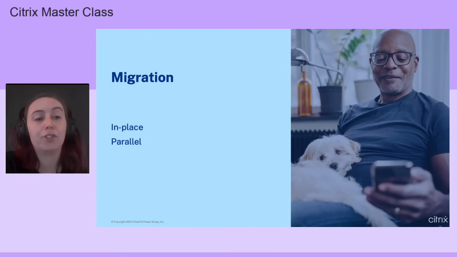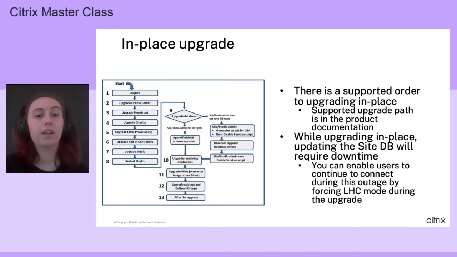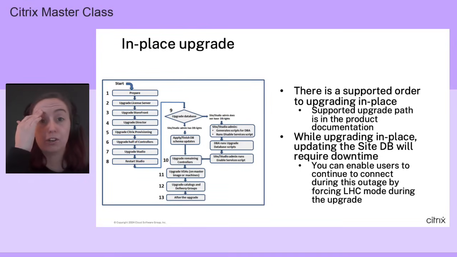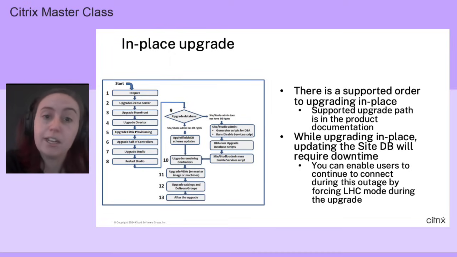At Citrix, we have two main upgrade paths. First is an in-place upgrade, and the other is a parallel upgrade. We're going to get into considerations for both. First off, in-place upgrades. In-place upgrades are a very stable way to upgrade if you don't need to overhaul your entire site infrastructure or update the operating systems of your infrastructure VMs. The order of the upgrade, as shown in this image on the left, is listed out in the product docs. This is a specific supported order for the in-place upgrade. So you need to upgrade in this order in order to maintain support.